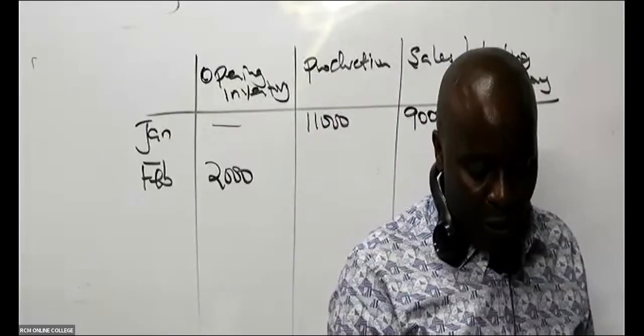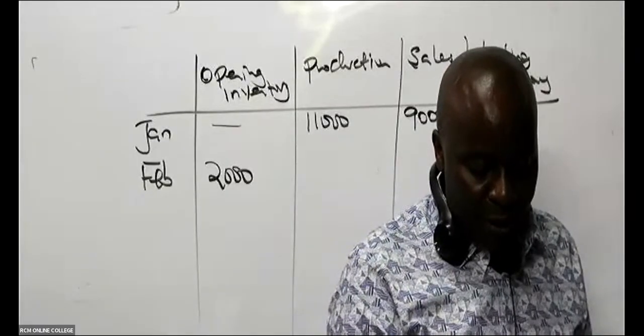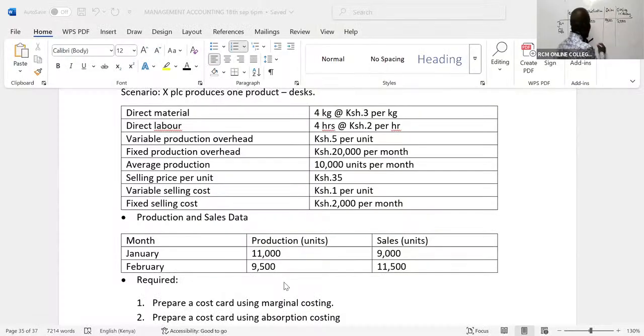Are you able to see how many we produced in February? How many do we produce? 9,500, isn't it? 9,500. So in this case here, the quantity that was available for sale will be 11,500. Because to get quantity available for sale, you look at what you started with plus what you produced in the period.